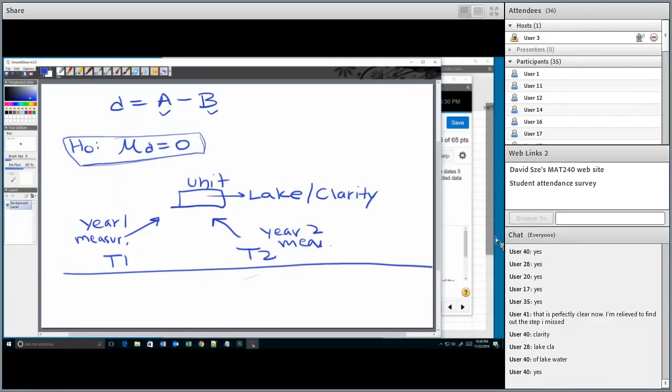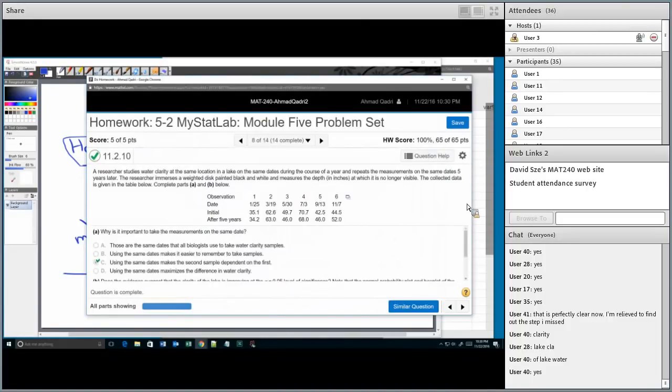What I'm going to say is, the initial measurement is A, and after 5 years is B. Okay, and again, my D is A minus B. Now I want you to be careful here, this is the only piece that's tricky in this problem.